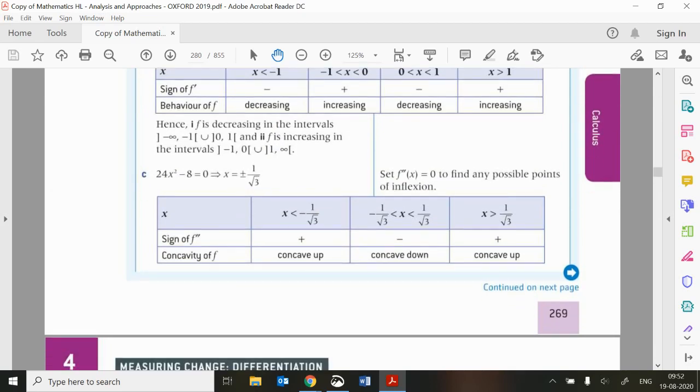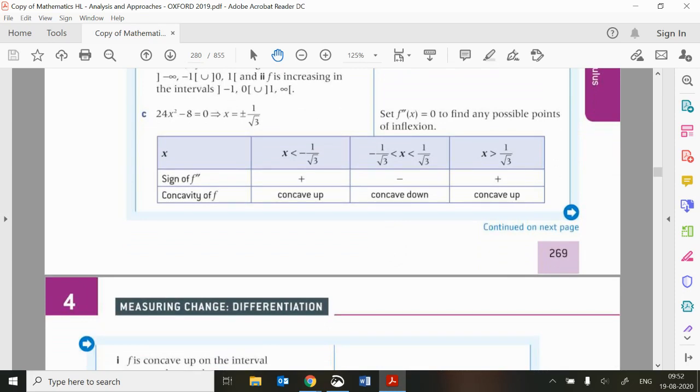And there we go. We can see, what are we getting there? We're getting concave upwards less than -1 over square root of 3 and also greater than 1 over square root of 3. And of course, the other section, the bit in between, must be concave downwards.